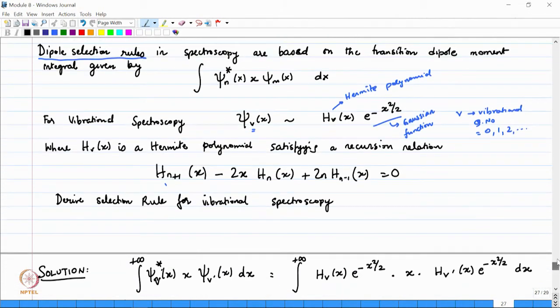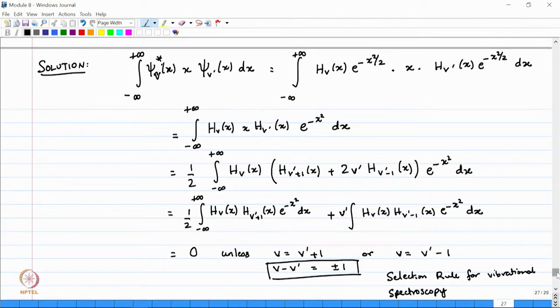or the difference between these two states n and m should be that their vibrational quantum numbers should differ by 1. So this is a very practical use, a very common application of these orthogonal eigenfunctions.